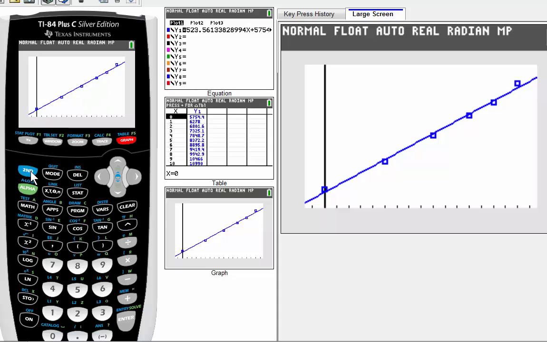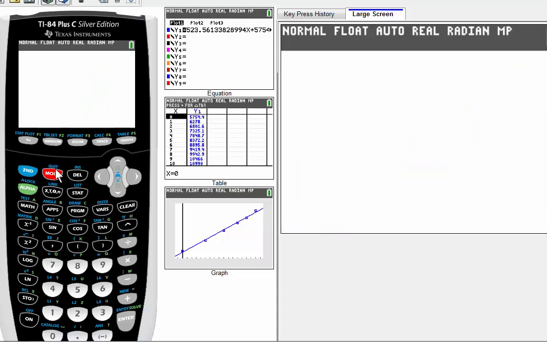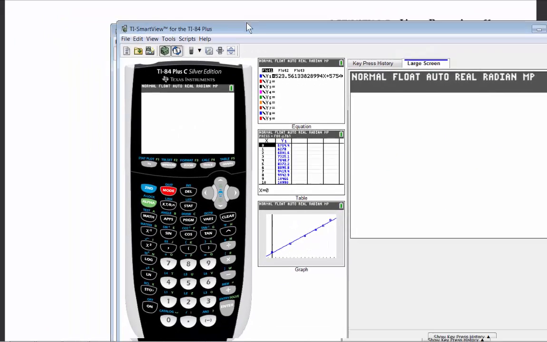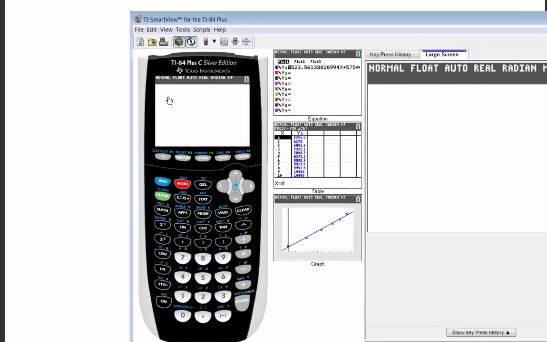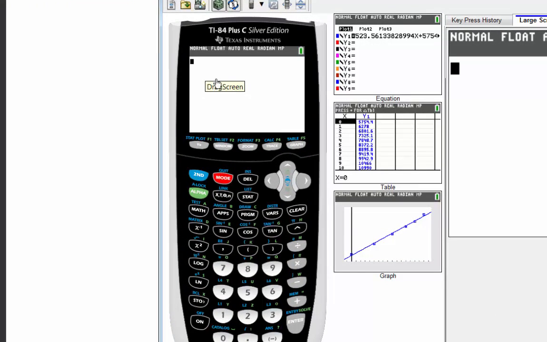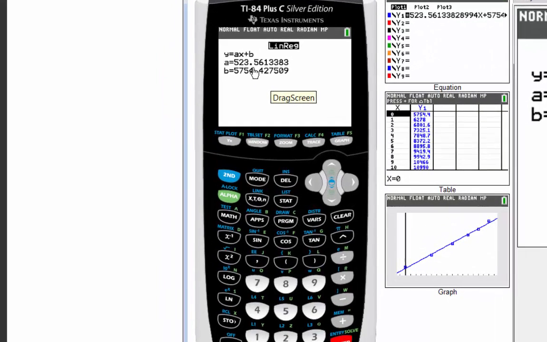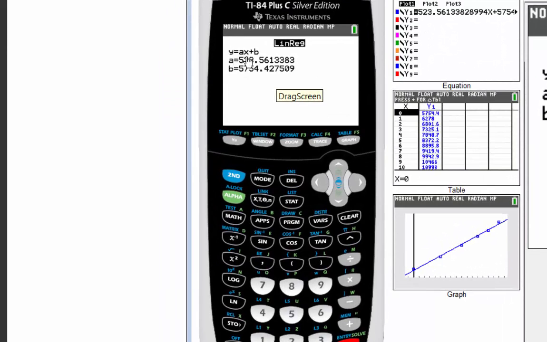So I'm going to press second and the mode key to go back to my previous screen, and I noticed I've erased the work that we did. So to bring up the last thing we've done on this blank screen, press the second key and the enter key. That brings back the last equation we had. And now press enter. And we're back to that screen with this y equals ax plus b.